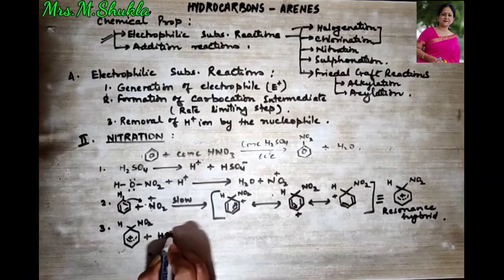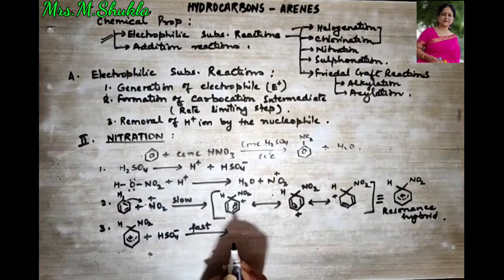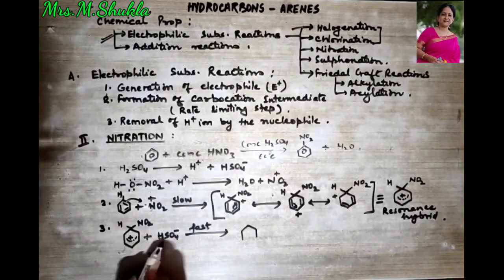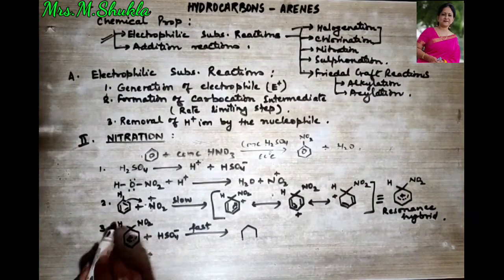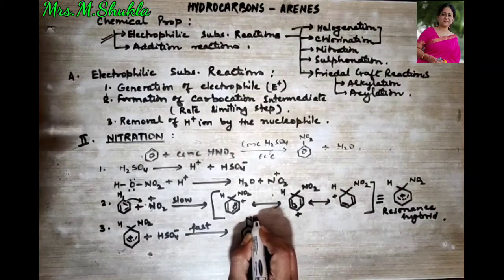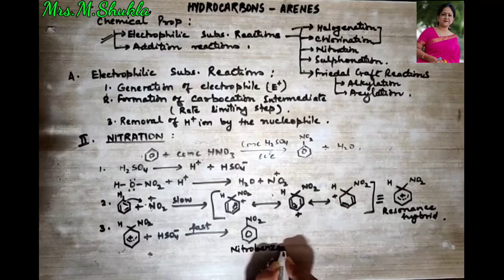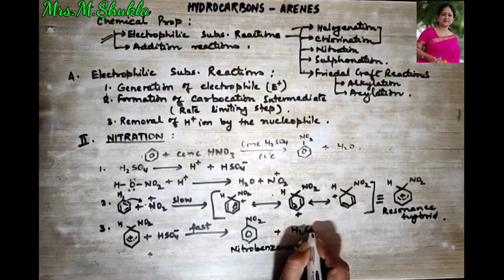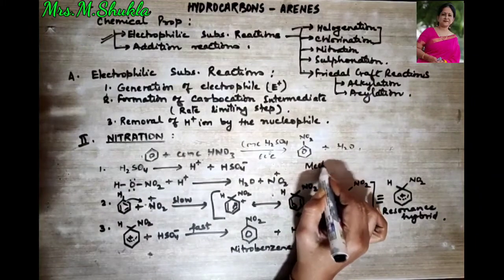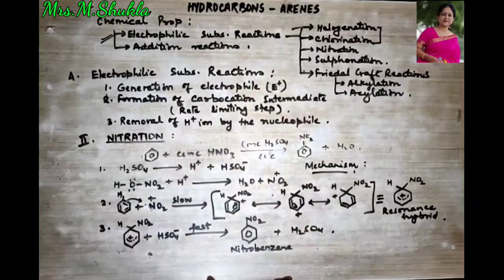What was your nucleophile over there? HSO4 minus, and this is your fast reaction, and hence what is going to happen? This hydrogen will combine with the nucleophile, it will be removed and we get a nitrobenzene over here. NO2, this is my nitrobenzene plus H2SO4 will be formed. So this was the mechanism of your nitration. I hope this is clear.